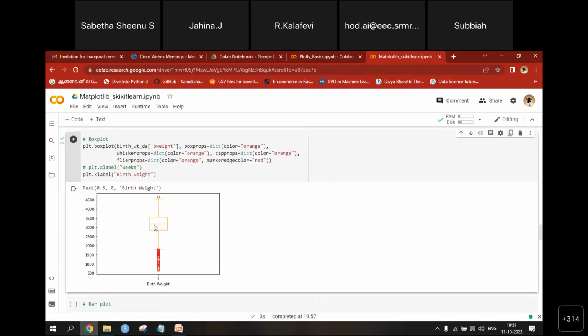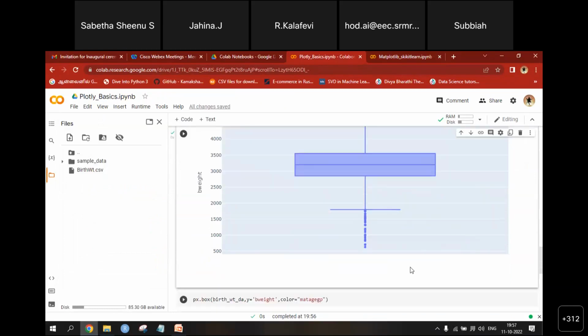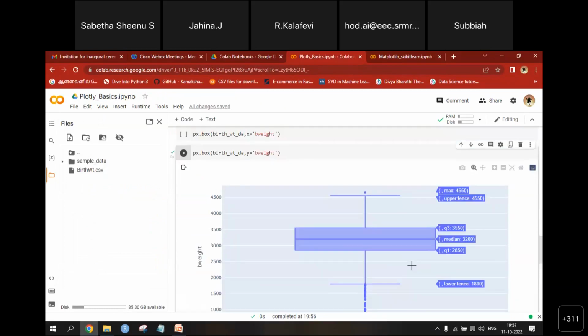Nothing you can read, but in Plotly you can read many details. Maximum, upper fence, Q3, what is Q3, what is median, what is Q1, lower fence, minimum. These details are quite important. It is not a question of something we plot and then show these details by different colors, different aesthetics, different labeling. Yes, all are a click away, absolutely best.